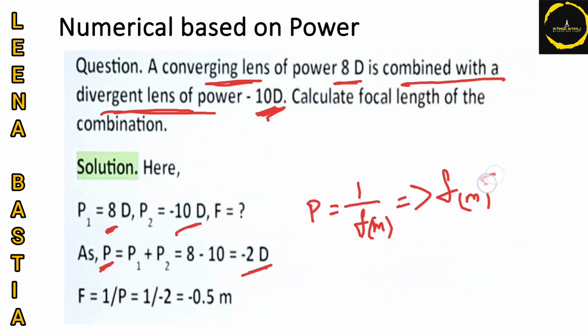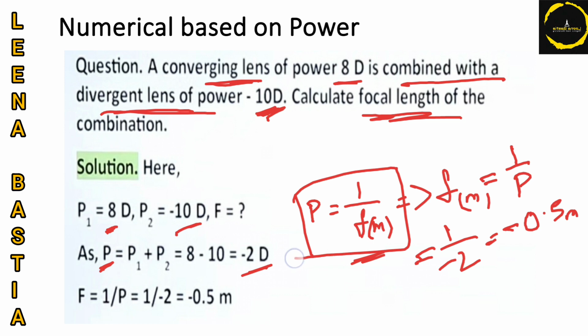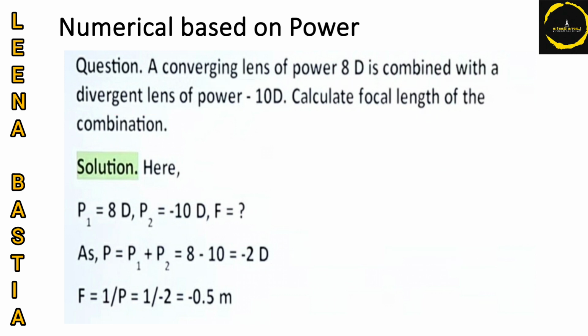So f equals 1 by P, that is 1 by minus 2, which gives you minus 0.5 meter. In this case, it will be better not to use 100 by f in terms of centimeter, because you will not get it directly. So whenever the power is given and you have to find the focal length, go with the formula P equal to 1 by f in terms of meter. I hope this one is also clear.